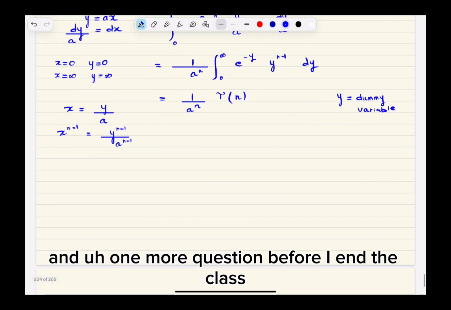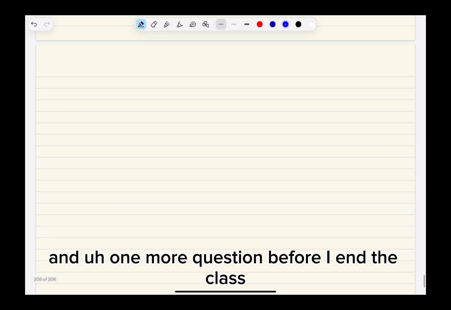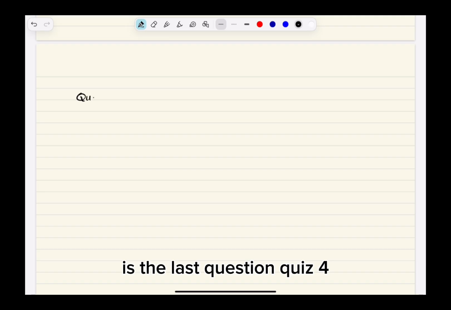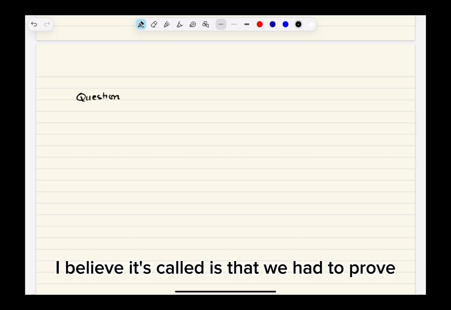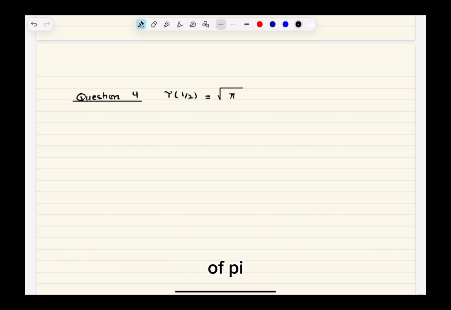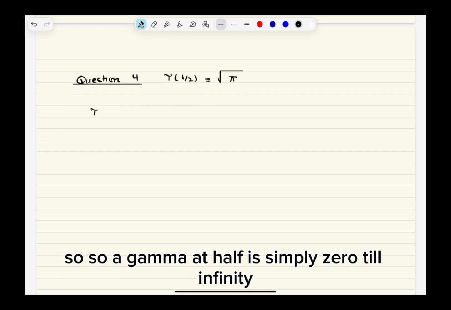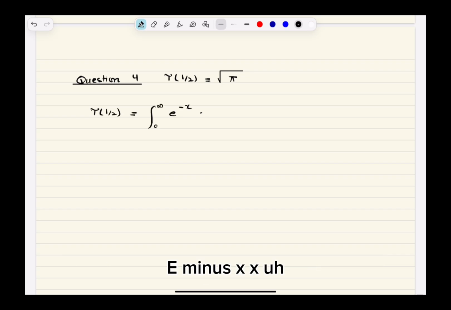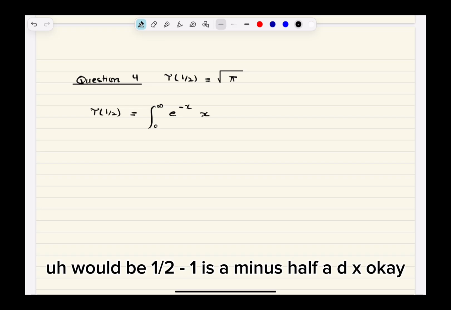And one more question before I end the class is the last question, quiz 4 I believe it's called, where we had to prove that gamma at half is equal to the square root of pi. So gamma at half is simply the integral from 0 to infinity of e to the minus x, x to the power half minus 1, which is x to the minus half, dx.